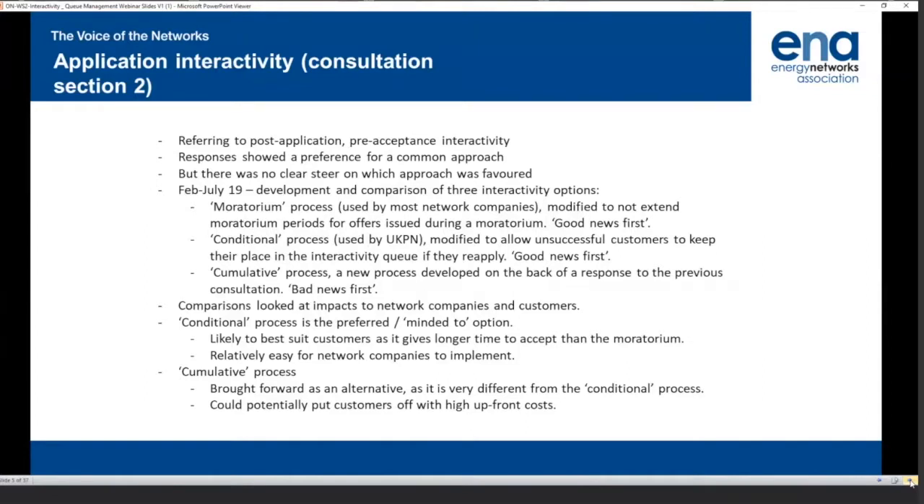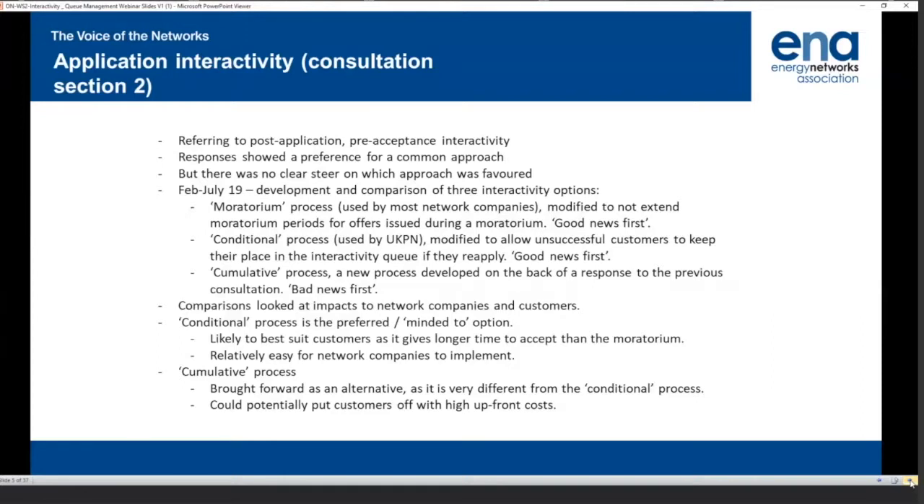We spent a long time developing these, comparing these options, and I've got a table in a few slides showing a comparison of the options. But essentially, we were looking at what are the impacts on customers of these 3 options, what are the impacts on network companies in running these processes, and we basically went to the conditional process, the one that's currently used by UKPN, but modified such that unsuccessful customers keep their place in the queue if they reapply. This conditional process is our preferred or minded-to option.